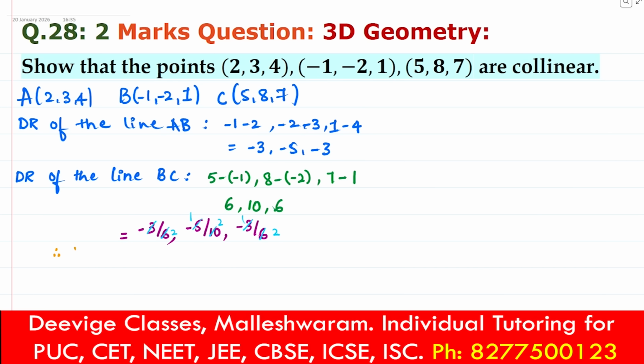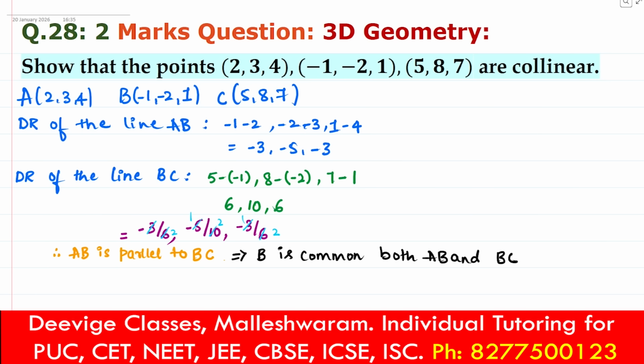Therefore AB is parallel to BC. If AB is parallel to BC, and it is clear that here B is the common point. Here B is common for both AB and BC. Okay, therefore our conclusion will be A, B, C are collinear. Next question.